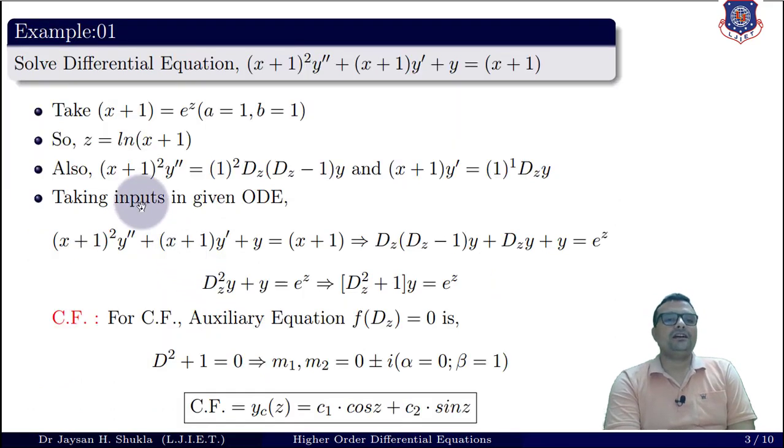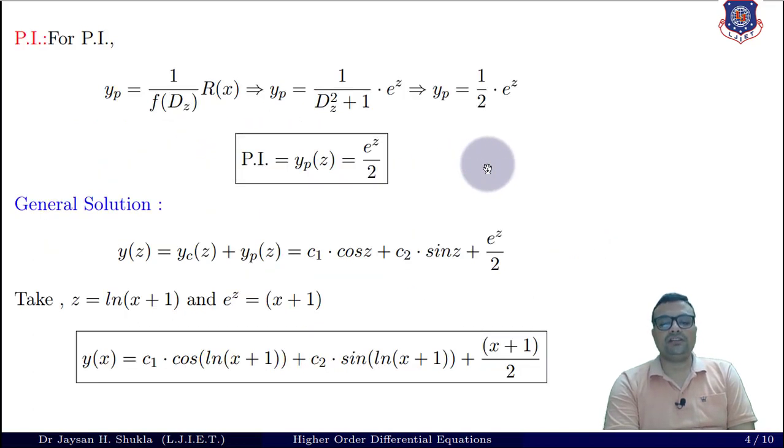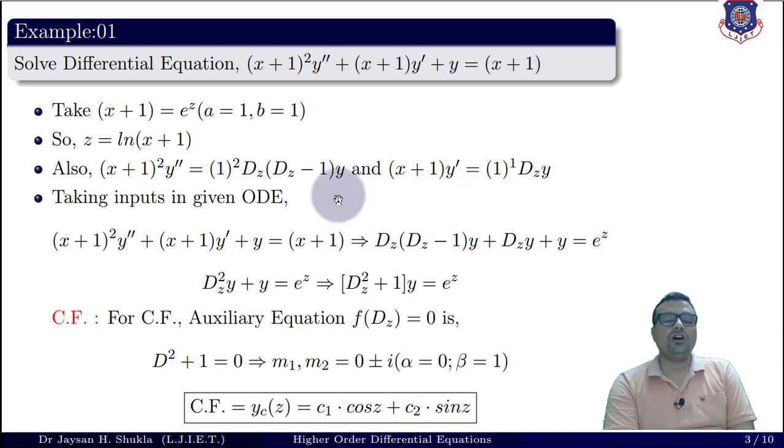So (x+1)² y'' is 1 squared, with two components of D: D_z(D_z − 1) y. (x+1) y' is 1 raised to 1, D_z of y. This is how you can find all possible differential operators in terms of D_z. Now look, what is the difference? Over here there is a variable coefficient, and over here there is a constant coefficient. So now we converted all our variable coefficients into constant form.